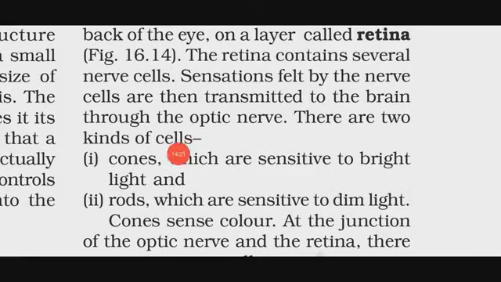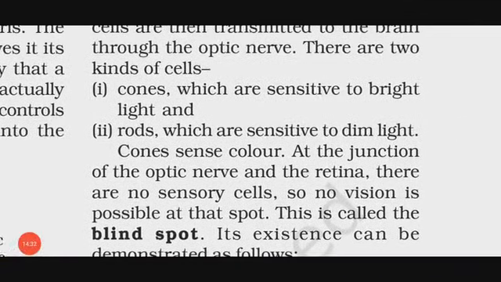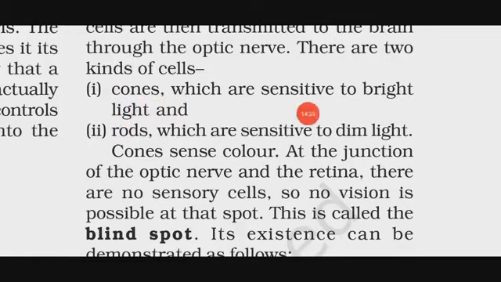And there are two kinds of cells present on the retina. First one is cones, which are sensitive to bright light. Okay, and the second one is rods, which are sensitive to dim light. And cone cells sense color. Okay, the first ones, which are cones, these cone cells sense color. That means they tell us which color you are seeing. Okay, is it dark, is it bright, is it white, is it blue, etc. So these cones tell us which kind of color you are seeing.